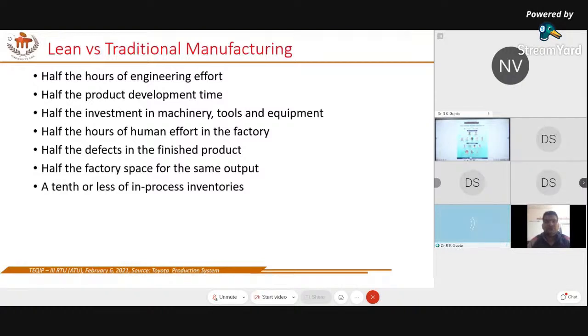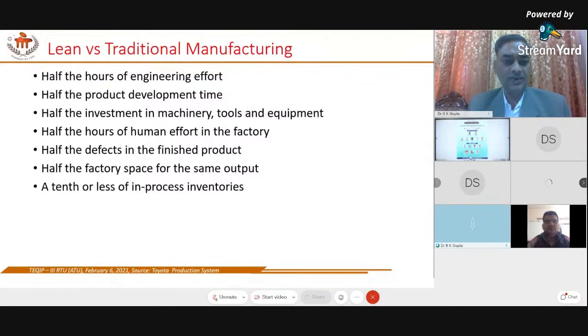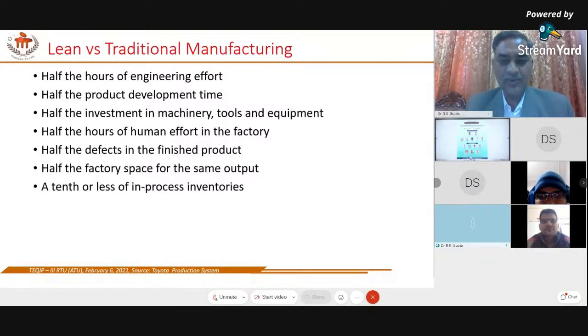This also reduces the investment. Investment means investment in machinery, tools, and equipment. That also reduces. It saves a lot of money, a lot of capital, and then it reduces the cost of the product. It also reduces human efforts, and it improves product quality, or we can say it reduces defects in the finished product. Also it saves factory space by using lean manufacturing.